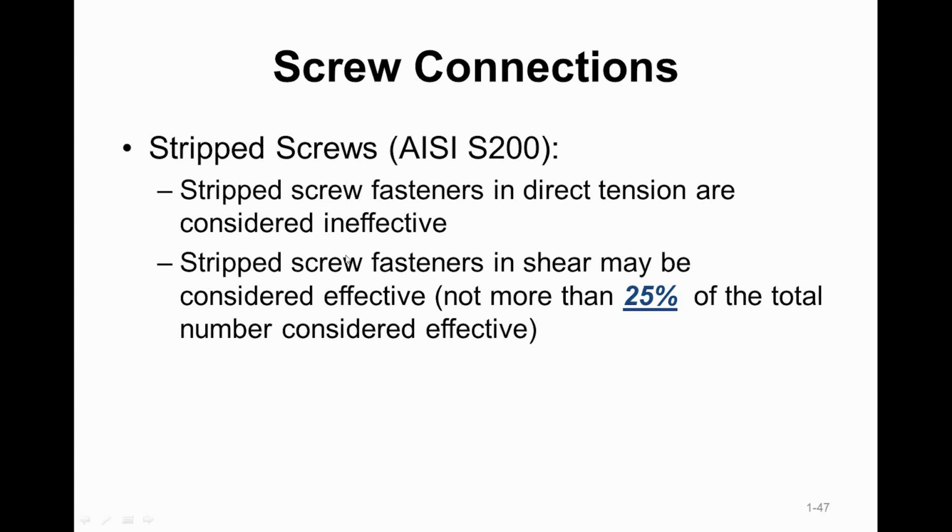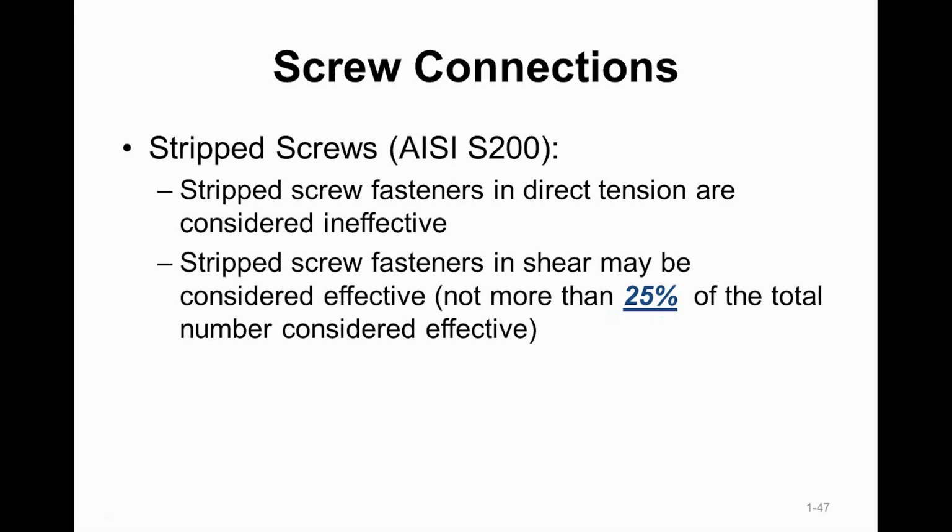Strip screws are always an issue. S200 will give me design guidance now. Strip screw fasteners in direct tension, they're not going to work for me. They're ineffective. I've got to replace it. But if I have a strip screw in shear, what S200 will tell me is, as long as not more than 25% of those are stripped, I don't need to do anything.